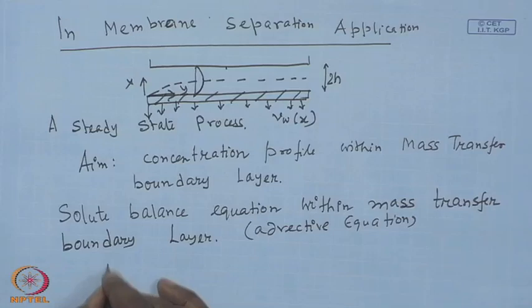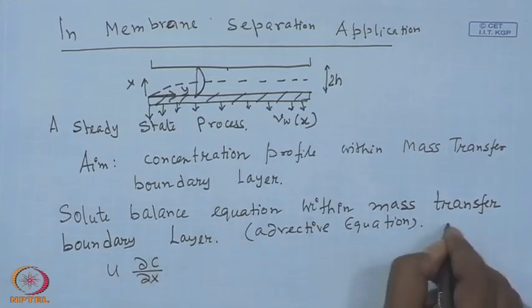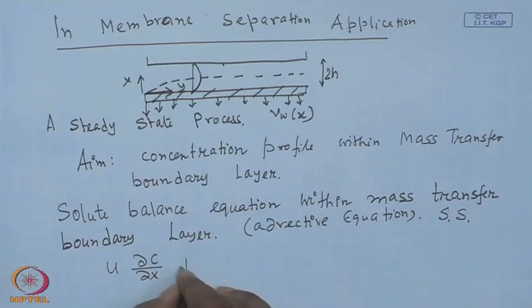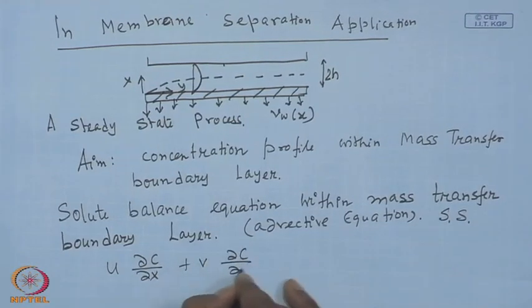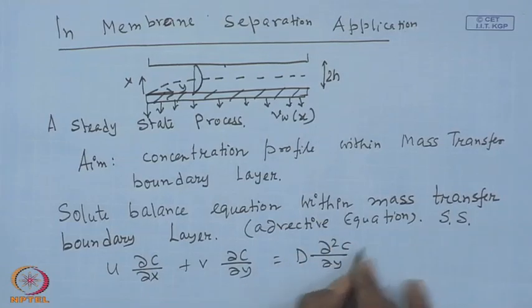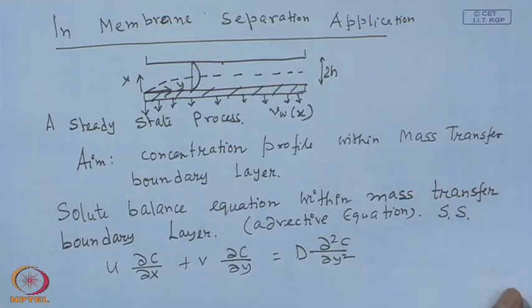So, it becomes u del c del x, and we assume the system is operating under the steady state. So, u del c del x plus v del c del y is equal to D del square c del y square. This is the advective equation we would like to solve within the mass transfer boundary layer. We will be able to solve this equation once we get the velocity field u and v appropriately within the mass transfer boundary layer.